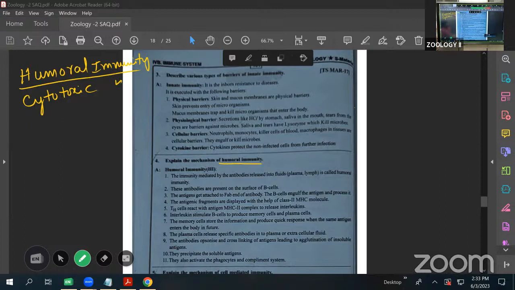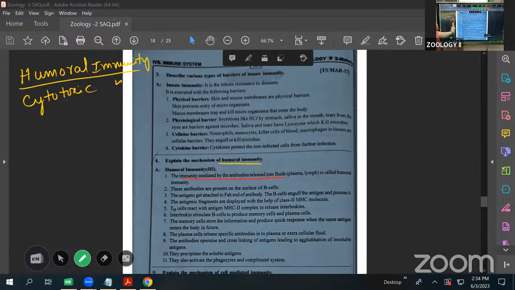Humoral immunity occurs when the antigens are present outside. Outside means exo antigens, and they are killed by the humoral immunity. This immunity is mediated by the antibodies released into the fluids, here the plasma and lymph. This is mainly extracellular. Extracellular antigens are destroyed by this humoral immunity. This immunity is by the antibodies only.